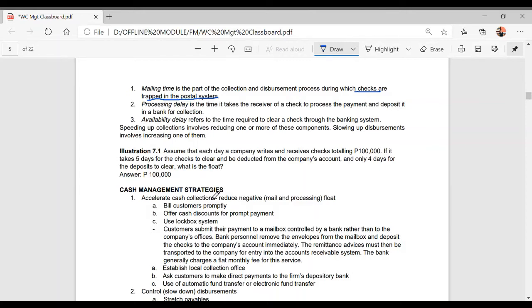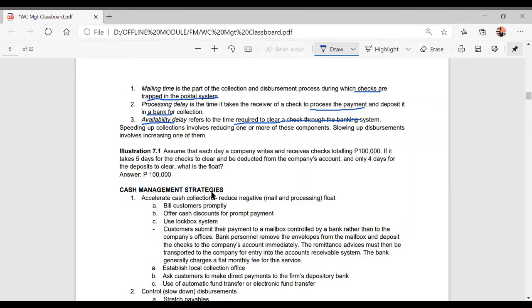Then we have the processing delay. So this is the time that it takes the receiver of a check to process the payment and deposit it in a bank for collection. So ang pag-process sa checking nga mahimo na siyang actual nga deposit, mao na ato ang processing delay. And we have the availability delay. It is the time required to clear a check through the banking system.